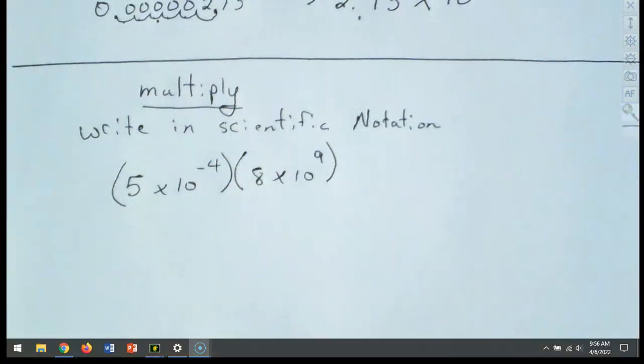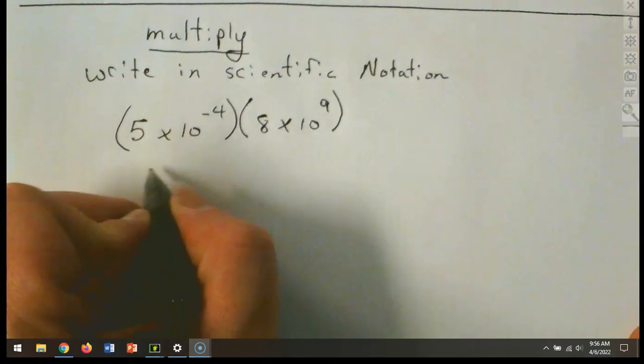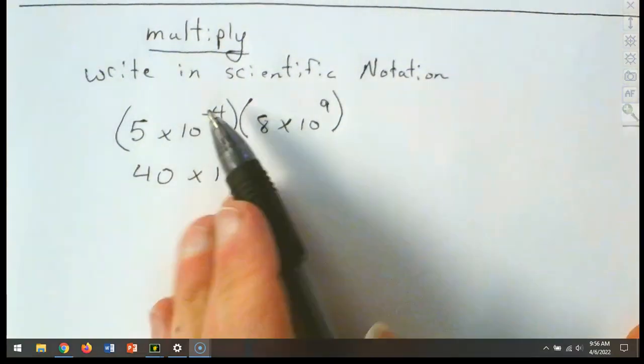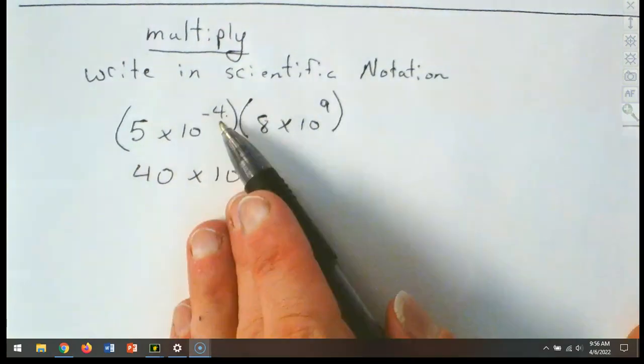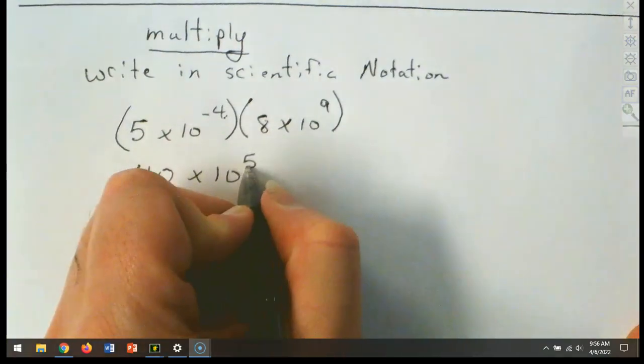So I want you to multiply these together. Remember with the exponents, when we multiply, these exponents add together. Now the numbers out in front, the coefficients out in front, those get multiplied. So 5 times 8, let's do those first. Okay, 5 times 8 is a 40. And then the exponents here, these add because we're multiplying. And we've got minus 4 plus 9. That makes it a 5.